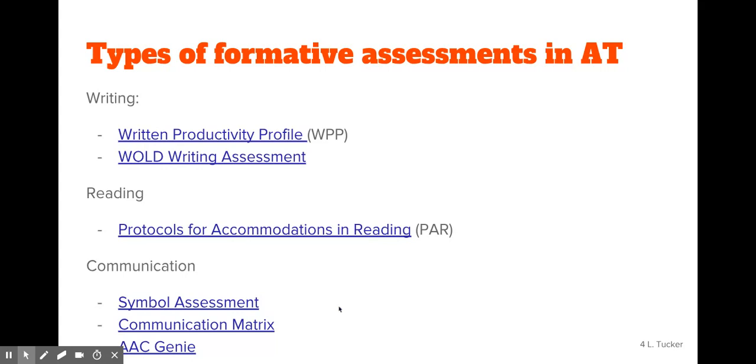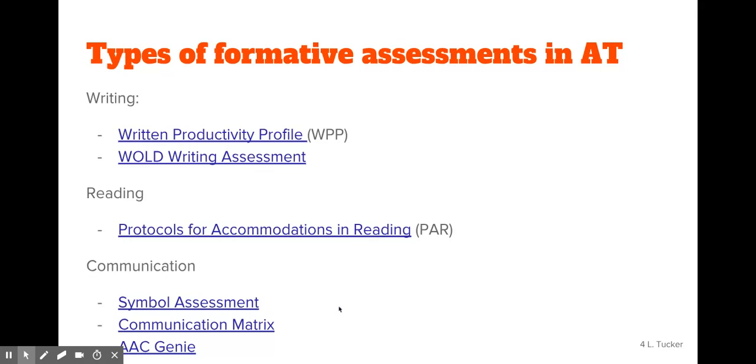And then finally, AAC Genie is an app for an iPad that will determine access points for a student. So can a student make a choice in a field of 4 boxes? Can they make a choice in a field of 9, 32, 48? And it'll keep going up to see if the student can accurately access a wide variety of different options.